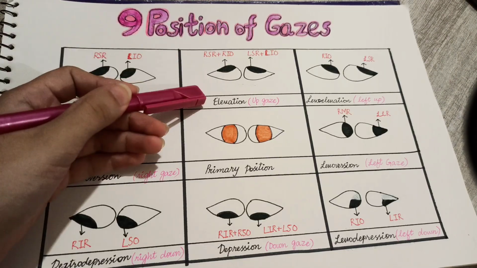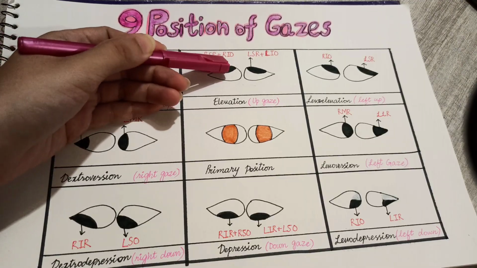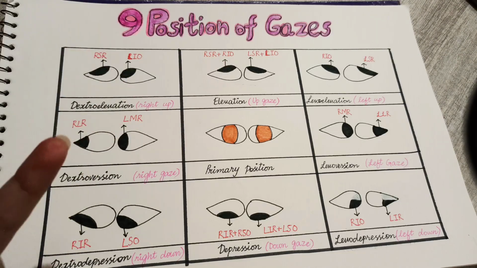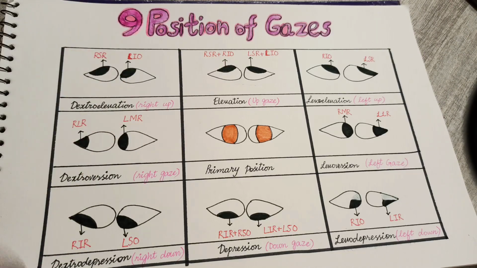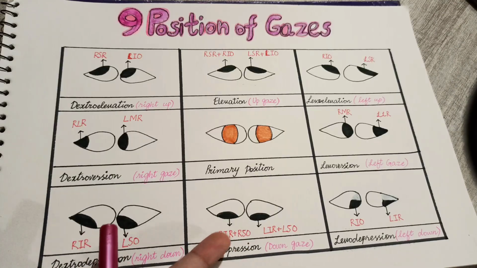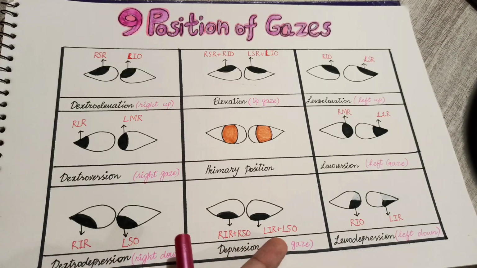As in the case of elevation, right eye superior rectus and right eye inferior oblique are in action. The inferior oblique will help to elevate the eye. Left eye superior rectus and left eye inferior oblique will be in action. Now when we talk about depression, right eye inferior rectus plus right eye superior oblique will help to move the eye in the down gaze. Left eye inferior rectus and left eye superior oblique will help to move the eye in down gaze in depression.